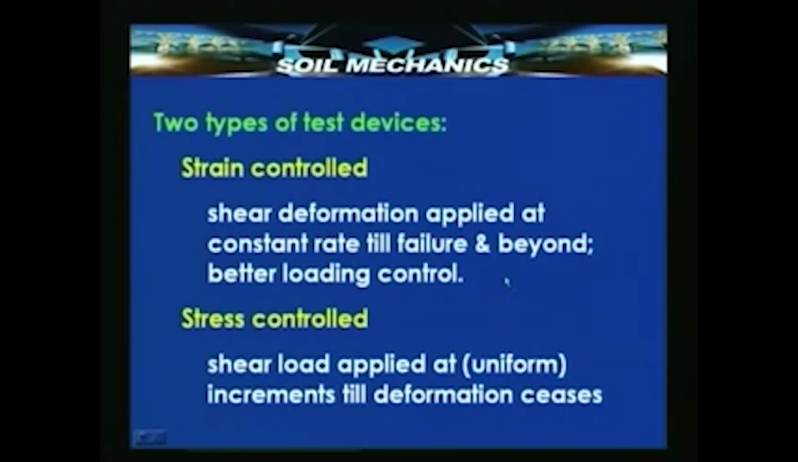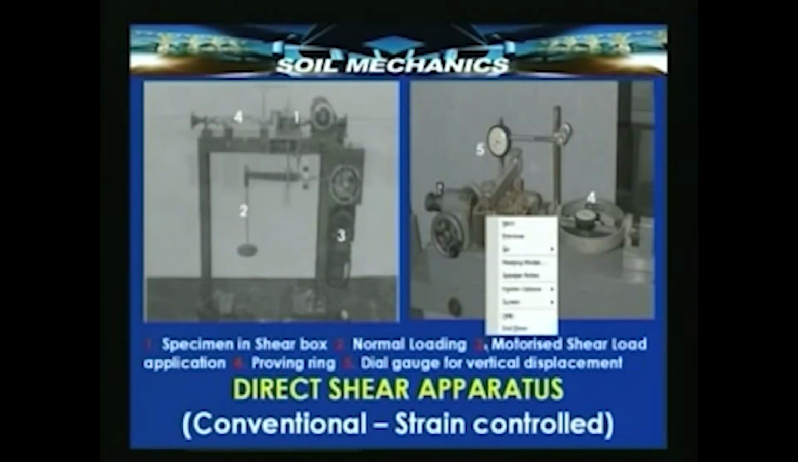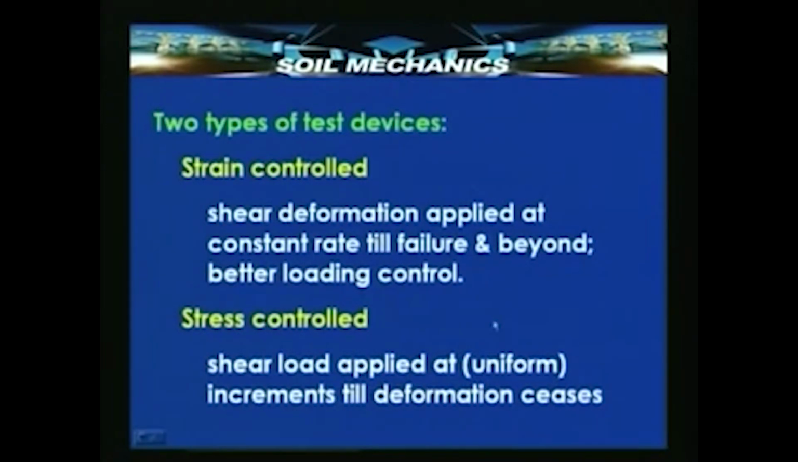And it gives good loading control, because it is very easy to have a mechanical device or an electromechanical device, a motor to be precise, by which a constant strain or a constant rate of movement of the shear box can be very easily achieved. On the other hand, we also have this stress controlled equipment, where the shear load is applied at uniform increments until deformation ceases.